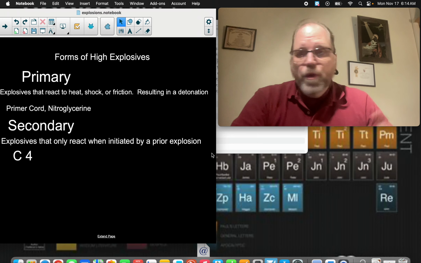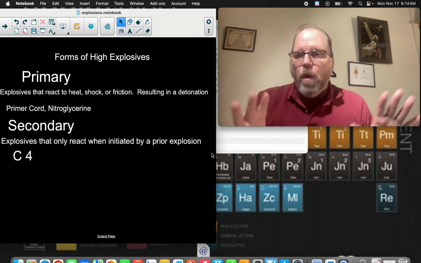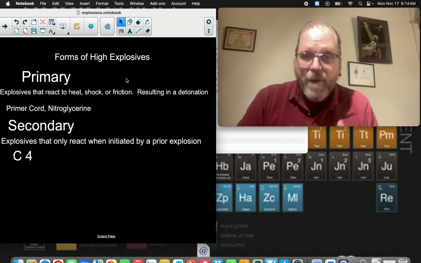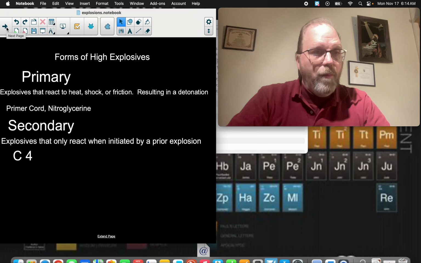Now C4, you can actually bang on it, hit it, smack it, try to light it on fire. It won't go off. The only way to make it go is to have another explosion take place inside of it, and then it detonates in that way.